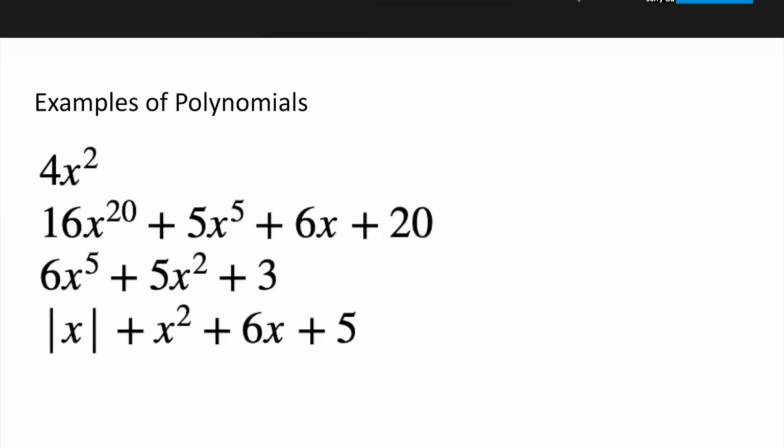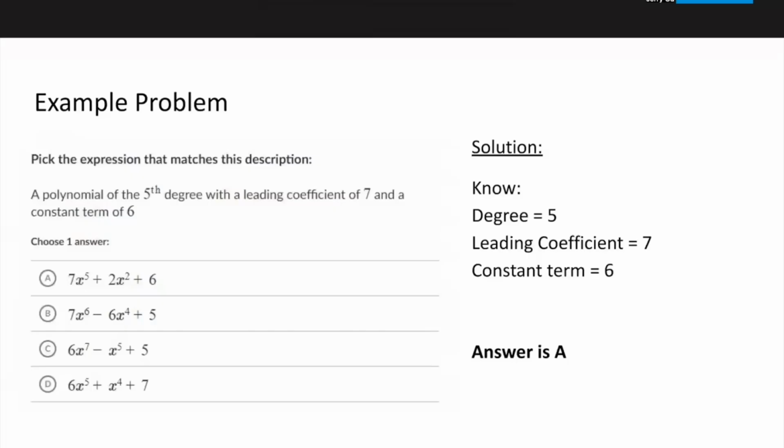All of these are some great examples of polynomials. Now let's try an example problem. A polynomial of the fifth degree with a leading coefficient of 7 and a constant term of 6, and you're asked to pick the expression that matches this description. Well, you know that the degree is 5, you know that the leading coefficient is 7, and you know that the constant term is 6.